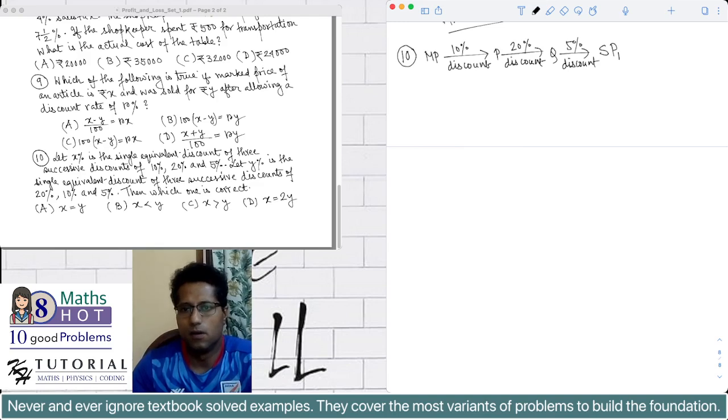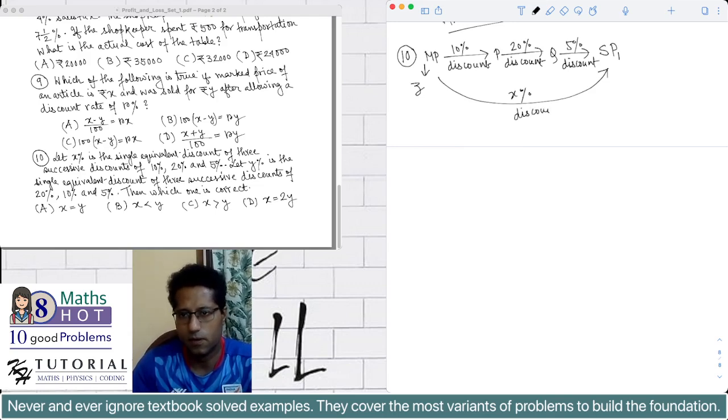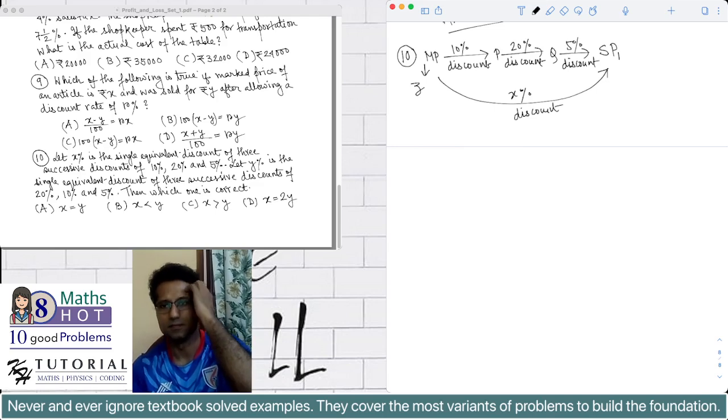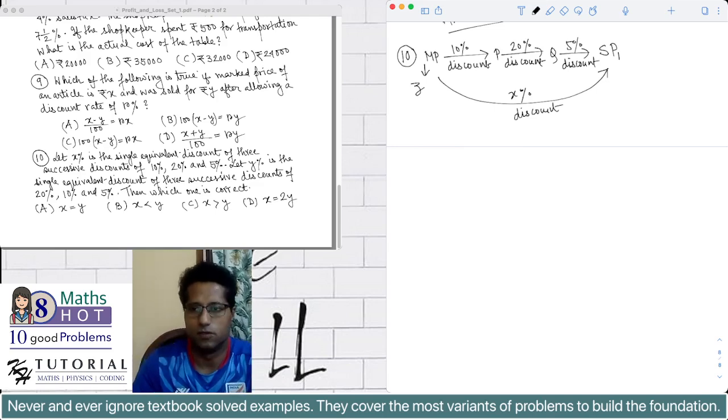Okay. Now, since X and Y are already given in the problem, let's consider the mark price to be something else, let's say Z. X is the single equivalent discount for the successive discounts of 10%, 20%, and 5%. For this scenario, we have to find what X is.